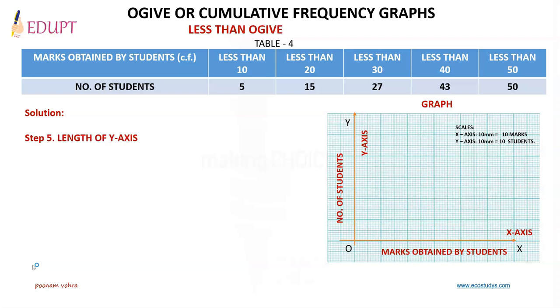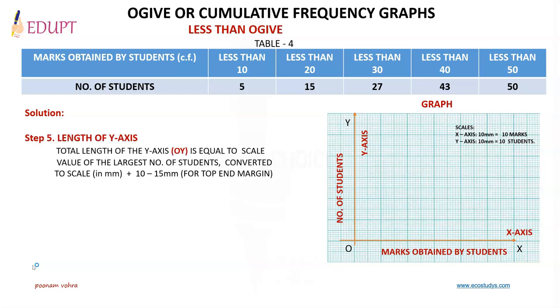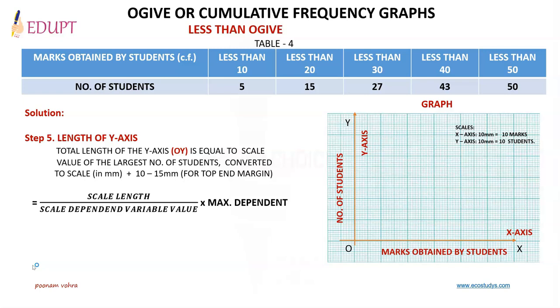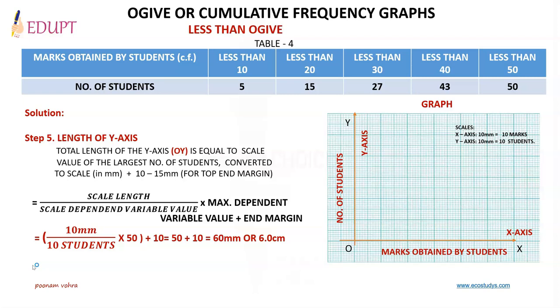Similarly, for y-axis, one needs to follow the same, that is scale length divided by scale dependent variable value into maximum dependent variable value plus end margin. That makes it 10 millimeters by 10 students into 50 plus 10. So length of y-axis is also 6 centimeters.